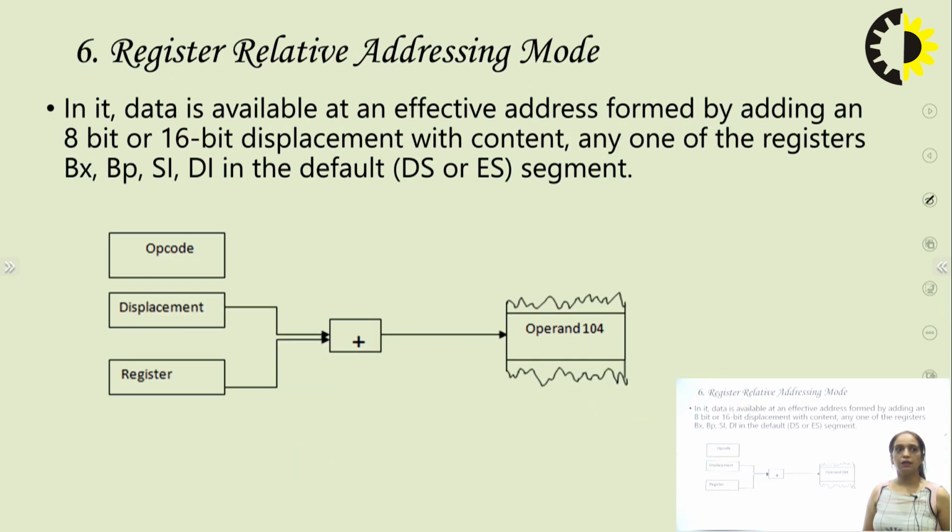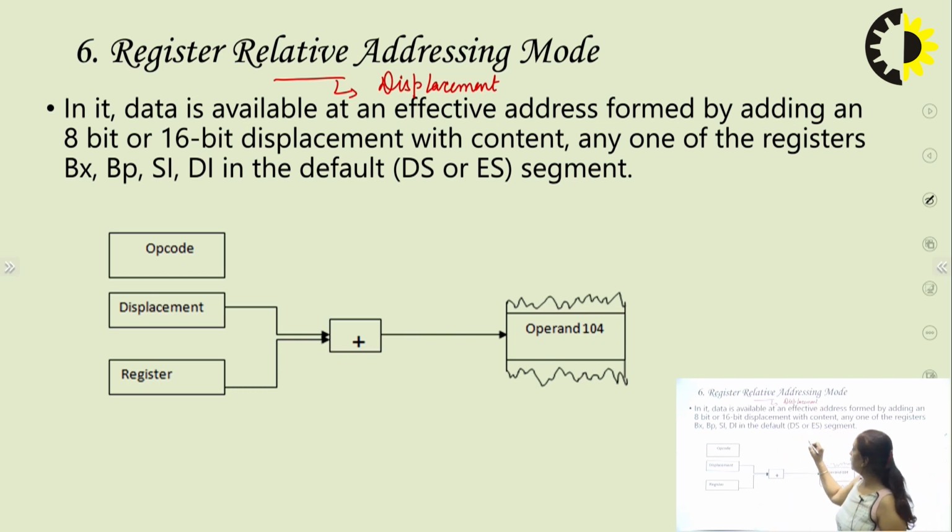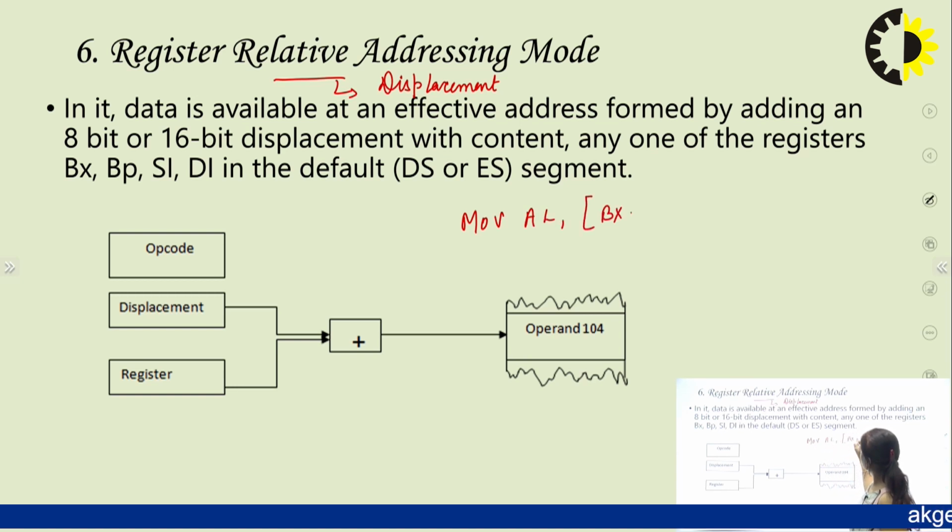Then we have register relative addressing mode. In this, data is available at an effective address formed by adding an 8-bit or 16-bit displacement. Because we have this term relative, I have told you that some displacement will be there. For example, we write MOV AL, [BX + 08H]. This 08H will be known as your displacement.